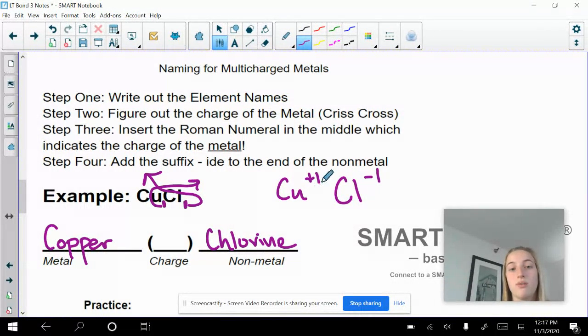So once I figure out my charge for my metal, I'm going to insert my Roman numeral. The Roman numeral is just going to be an I, 1, because we have a charge of 1. The last thing I have to do is change my suffix, my ending of my nonmetal, from "ine" to "ide." So I have copper(I) chloride.